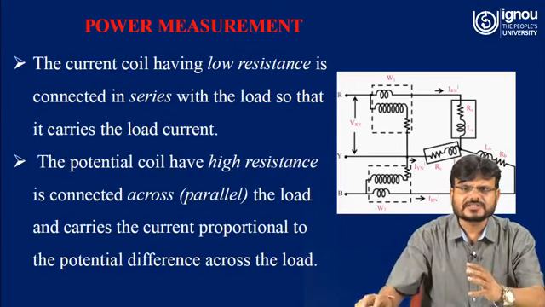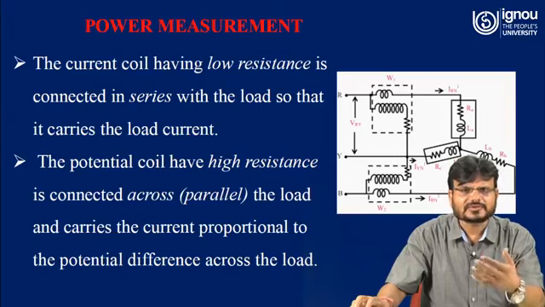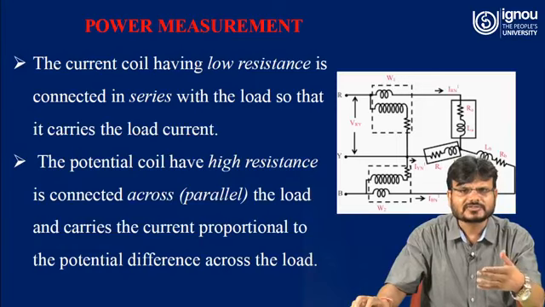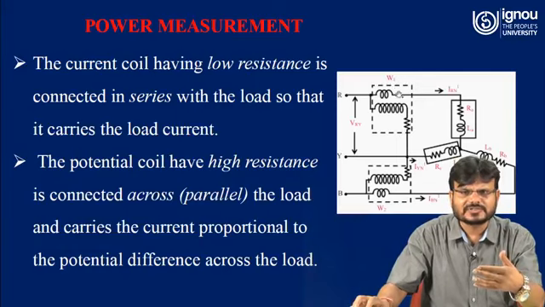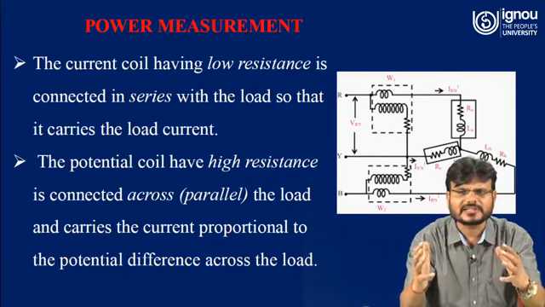Here you can see a three-phase circuit, with two wattmeters connected, W1 and W2. As I told you, a wattmeter has two coils. The current coil, having low resistance, is connected in series with the load so that it carries the load current. So this one is a current coil. Here you can see the coil has fewer turns. What is the effect of fewer turns? If the number of turns is less, the length of the conductor is less.